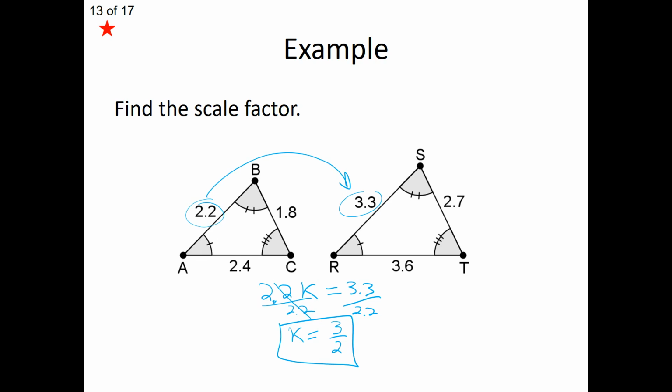And what we've also done is we can say the same thing for the other pairs of sides. If I took 1.8 and multiplied it by 3 over 2, it's going to turn into 2.7. And the same story goes for our last pair of sides.